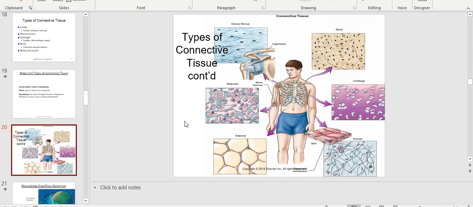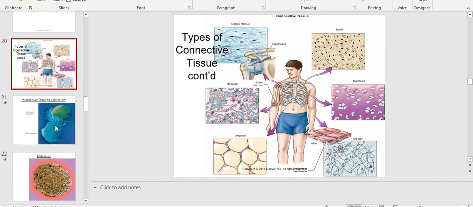And you'll have a look here. We've got dense fibrous connective tissue. There's your bone. The bones are cool. There's your cartilage. That's your nose and your ear. Very squishy. There's your adipose tissue. There's your fat. There's your bone marrow right here. So have a look at these.